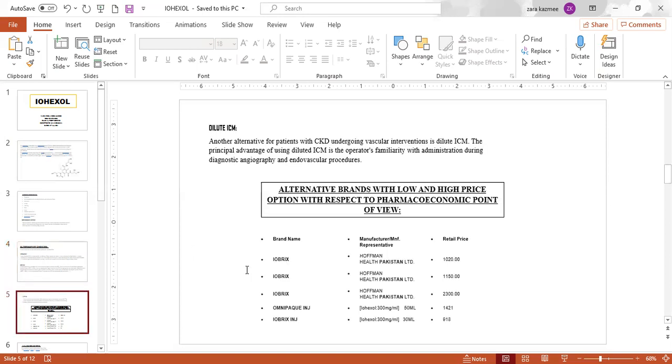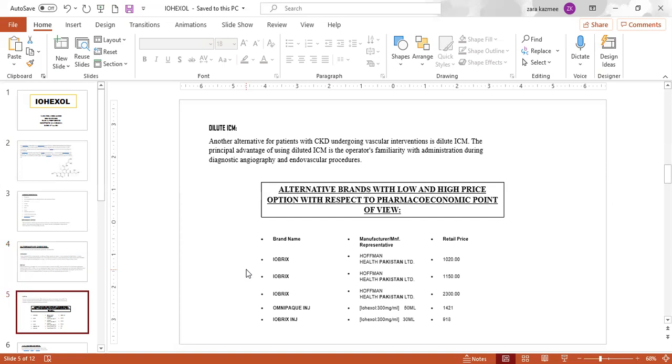So let's see what we have third. We have dilute ICM. Another alternative for patients with CKD undergoing vascular intervention is dilute ICM. The principal advantage of using dilute ICM is the operator's familiarity with administration during diagnostic angiography and endovascular procedures.